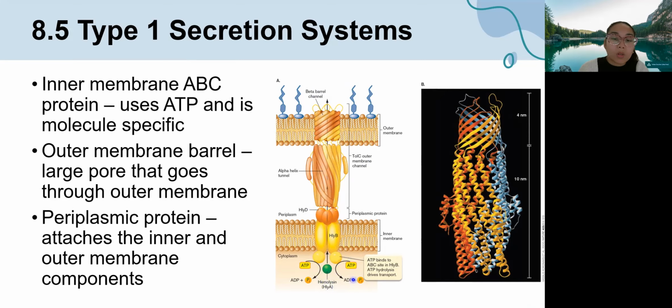Instead of having to export it out of the inner membrane and then through the outer membrane, this channel just lets it go straight through. So it doesn't even interact with the periplasmic space. It just gets funneled right through both membranes. And so ATP is used, it pushes it through, and then it goes out the barrel, and then it's out.